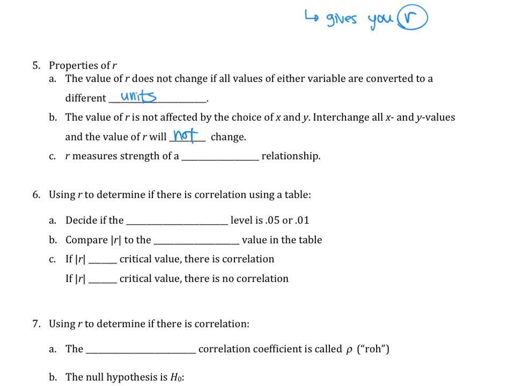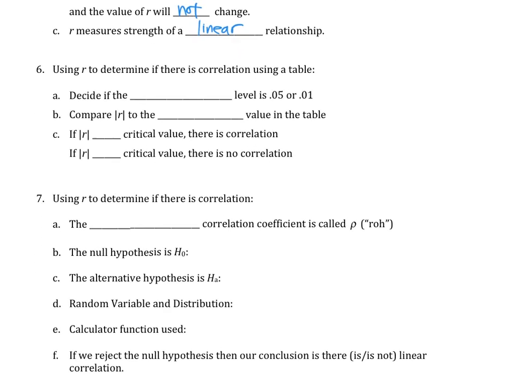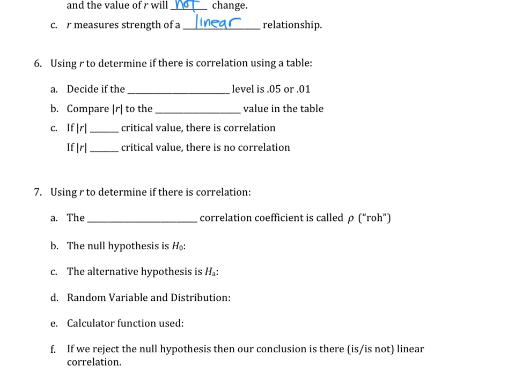r measures the strength of a linear relationship. We're not going to talk about it in this class, but some variables are related not by a straight line but by a curve. Sometimes maybe it's quadratic, maybe it's a parabola. Linear is the easiest one, but maybe there's some relationship where they form a curve instead of a straight line. We're not going to talk about that, but r just measures a linear correlation, a linear relationship. That's it. Okay, so first, how do I use r to determine if there is a correlation or not?